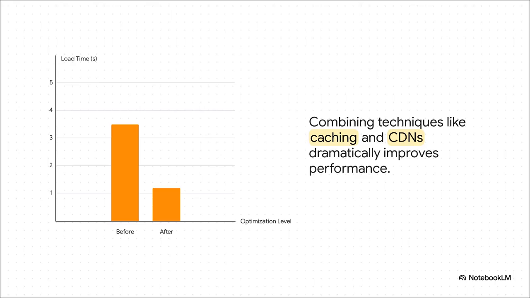So what's the bottom line here? When you put these things together, caching and a CDN, the improvement isn't just a little bit. It's a night and day difference. We're not just talking about shaving off a few milliseconds. You are fundamentally changing how fast and responsive your app feels to every single person who uses it.